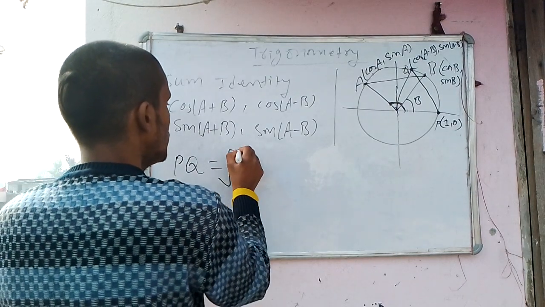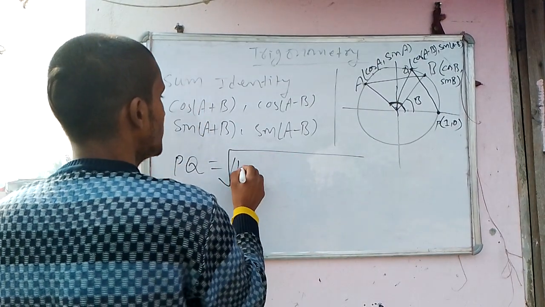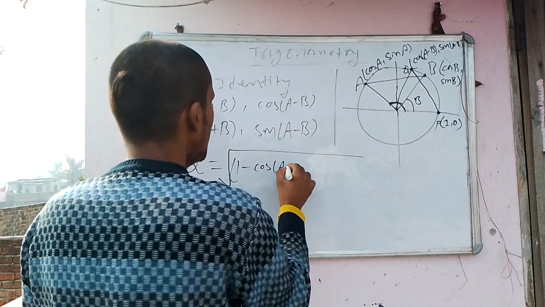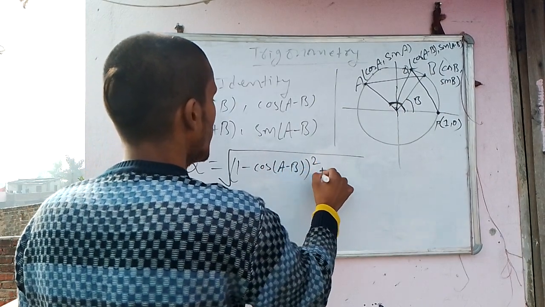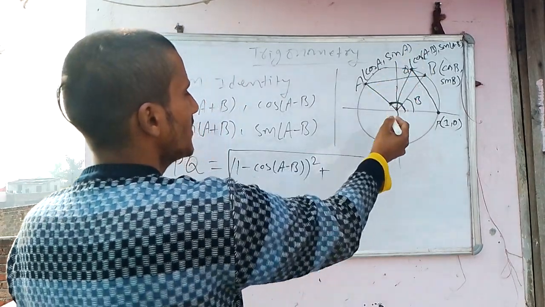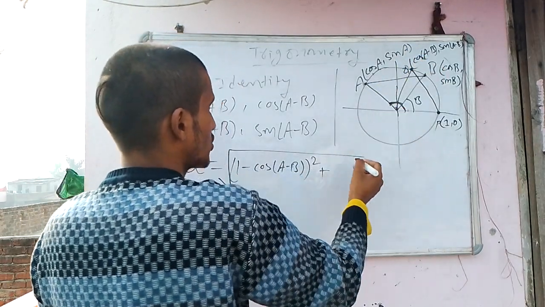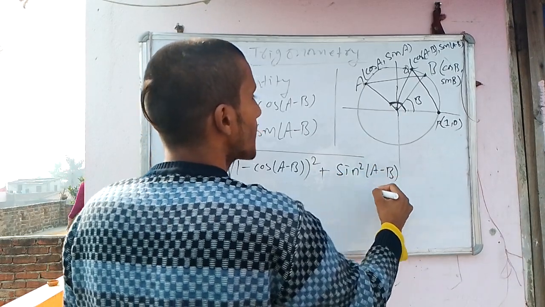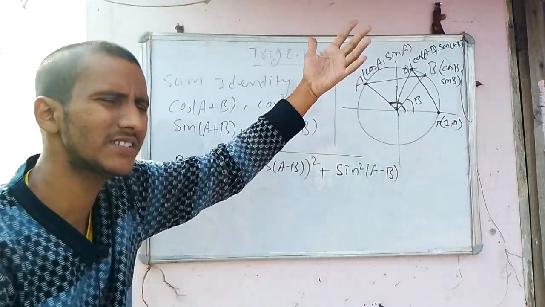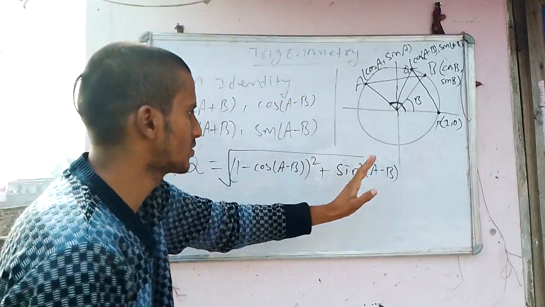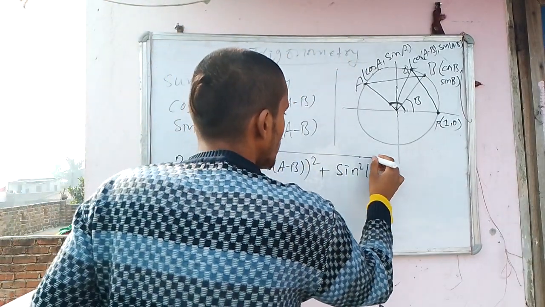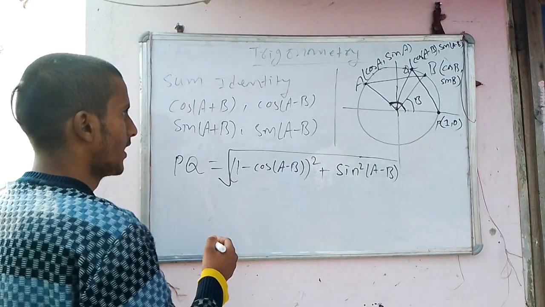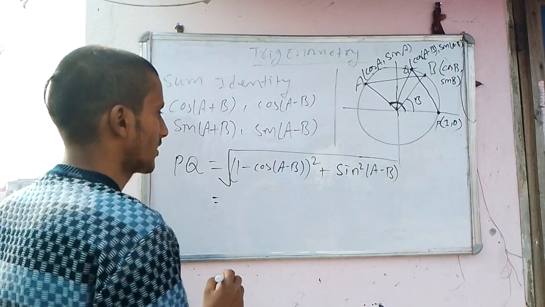It's going to be the square root of 1 minus cosine a minus b, whole squared, plus 0 minus sine a minus b, whole squared. If you square it, it's going to be sine squared a minus b. Did it make sense? Because 0 minus sine a minus b is minus sine a minus b, and squaring that is sine squared a minus b. So all we are doing is calculations now. Let's do the calculation of this thing.